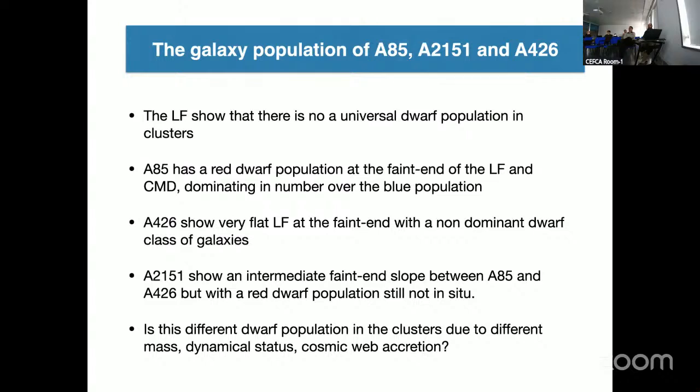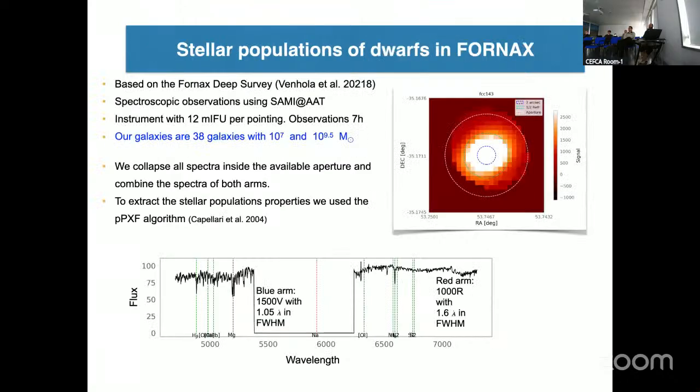Abell 85, Perseus, and Hercules have very different luminosity functions. So I think there is still a question of whether this different dwarf population in galaxy clusters is due to different masses, dynamical status, cosmic web accretion, or what. What is forming the dwarf population in galaxy clusters is still not well answered. I'm going to pass now to the Fornax cluster, and to the analysis of the stellar population of the dwarf galaxies in the Fornax cluster.